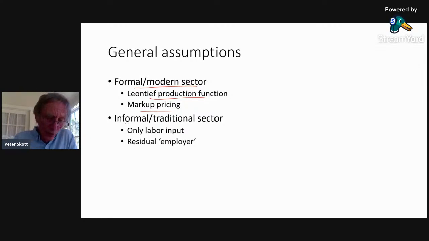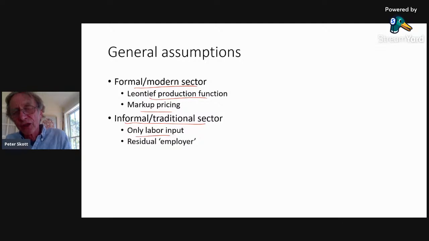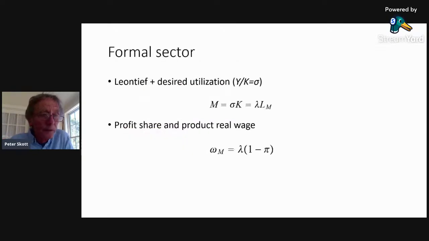Then there'll be an informal traditional sector. It'll use only labor input. That's sort of a stylized version of the informal sector being less capital intensive than the formal sector. And it'll be the residual employer, in inverted commas, because it's probably not so much employers and wage labor you find there, but in many cases self-employment, street vendors, whatever. So whoever doesn't get a job in the modern sector will kind of move into the informal sector, try to make a living one way or the other.